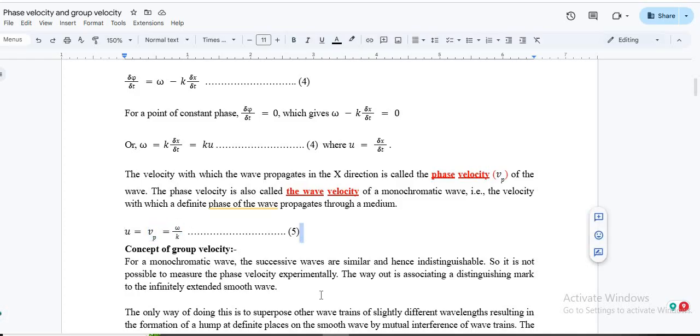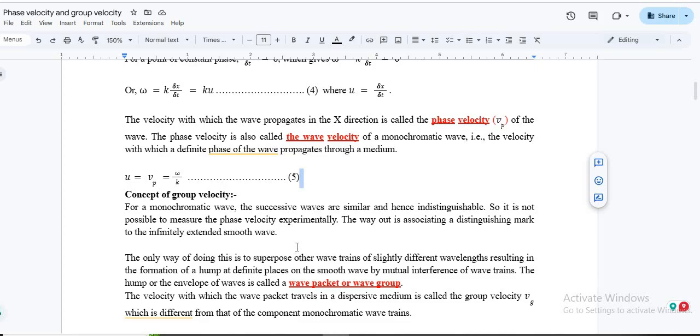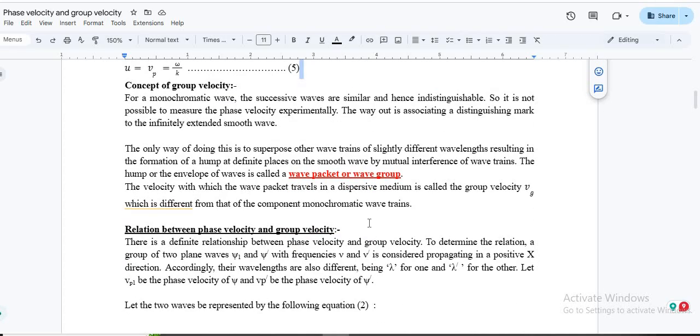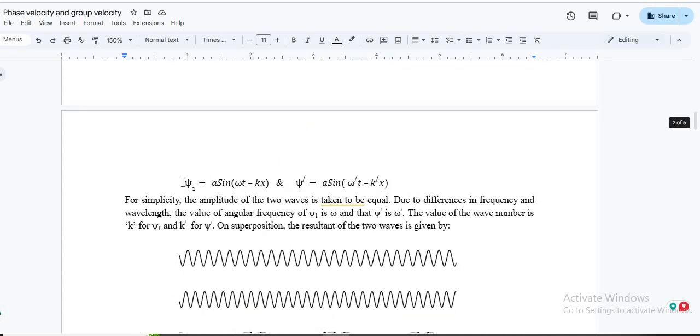Now, in the quantum mechanical world, the waves are in superposed form, so you really cannot distinguish between individual waves. Normally the waves are in the form of a packet or a group. The velocity of that particular group is represented as the group velocity. To explain this, we are going to consider two waves, for simplicity.